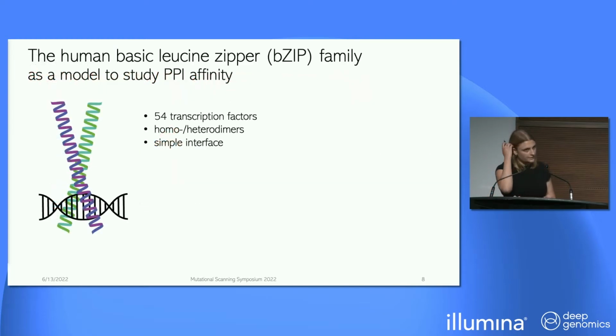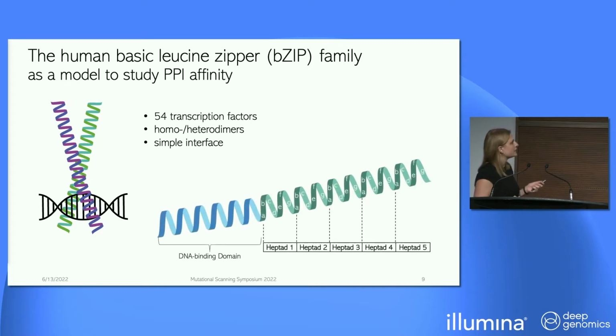As a model to study this, I am using the human basic leucine zipper, in short BZIP family, which is a family of protein interaction domains that occur in 54 human transcription factors and can undergo homo and heterodimeric interactions. And they have a relatively simple interface, which makes them perfect as a first model to establish our assays and also learn some first rules of interaction. And there are short alpha helices that are split into this 27 amino acid long DNA binding domain and a 35 amino acid long zipper domain that mediates this interaction by forming coiled coils.